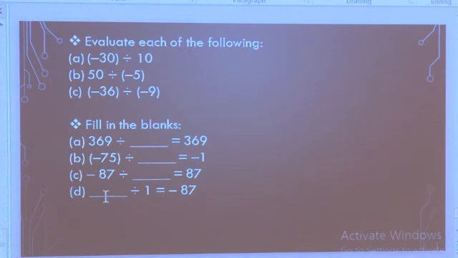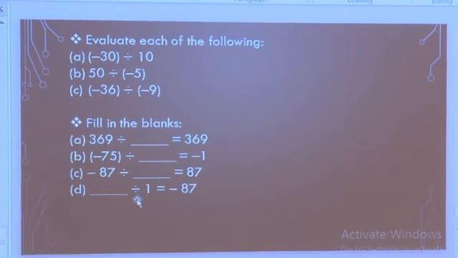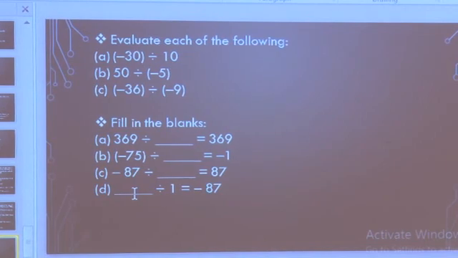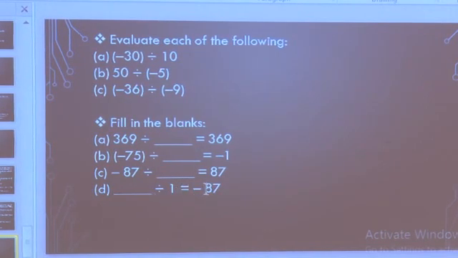Here is another example, minus 87 divided by blank, where we have to find a positive integer. So again, which number will we divide by? We will divide by minus 1. Yes, minus 1, because minus and minus get cancelled and we want positive 87. Here, what will the number be? We have to divide minus 87 by 1 to get minus 87.